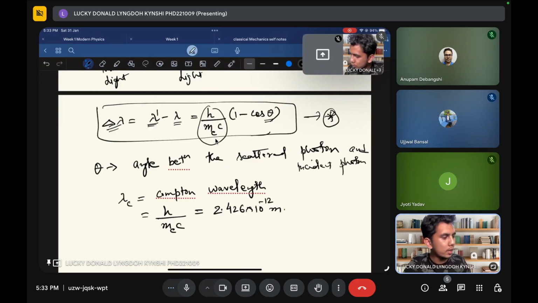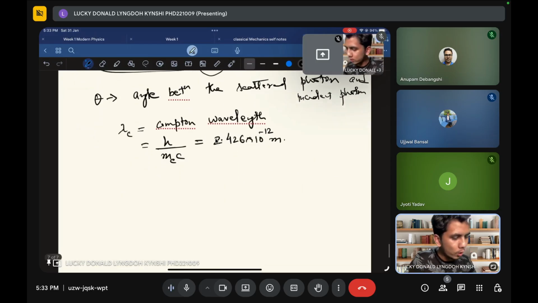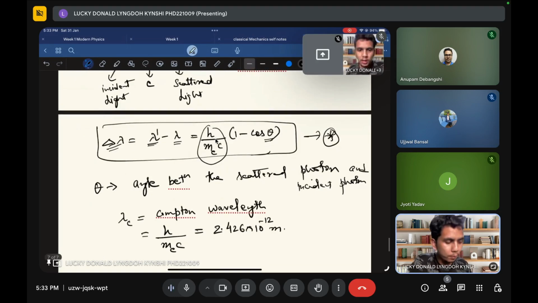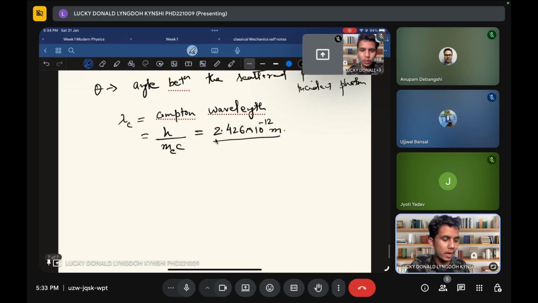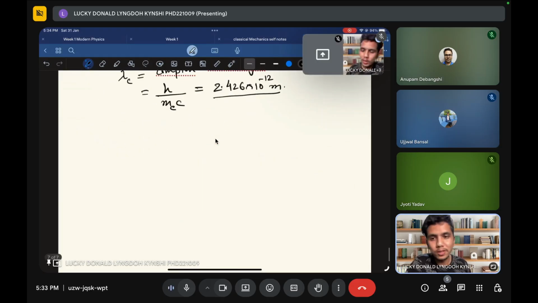So now, if you look at the first assignment, okay, I'll write the question. So now I think you got it. There is one main important equation, which is given by delta lambda is equal to lambda prime minus lambda is equal to h by m_e c (1 minus cos of theta). H by m_e c is in fact what is called the Compton wavelength, which is given by this value. Okay, so the derivation is there in the textbook. I don't need to go into the detail of it, but I'll just give you the final result.